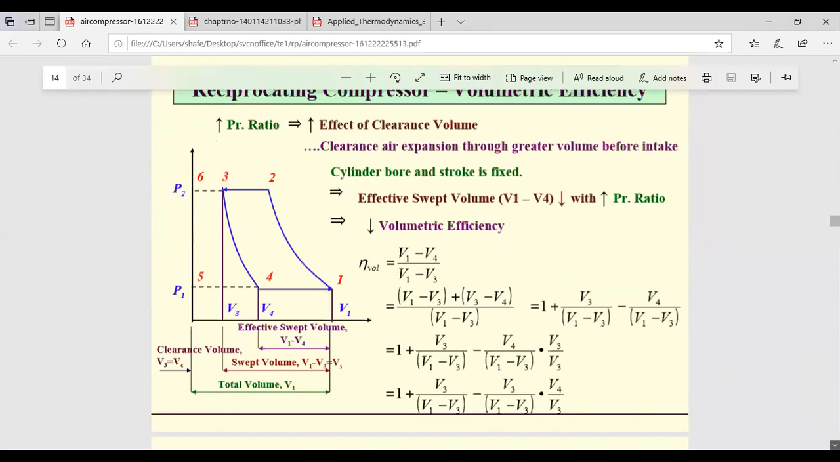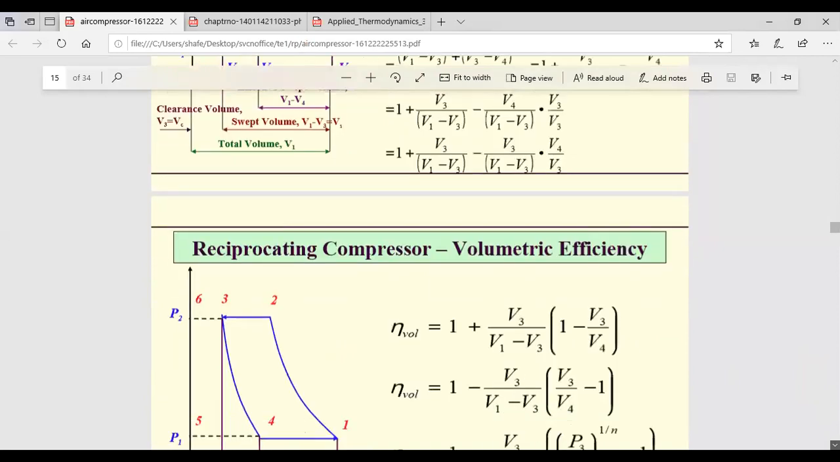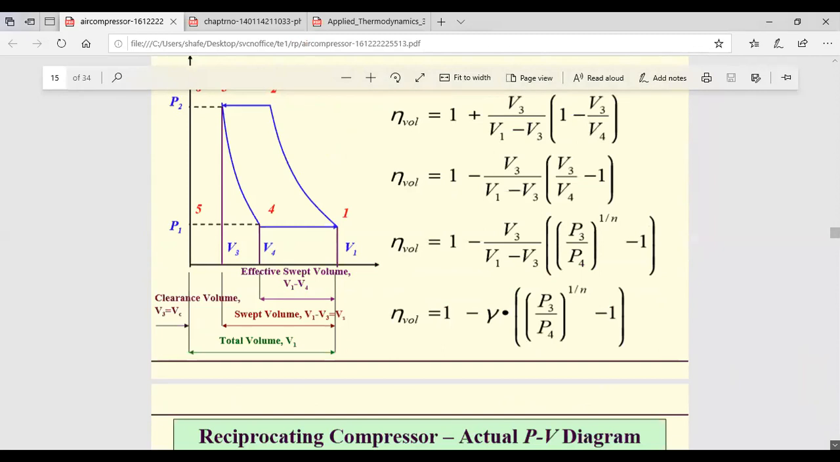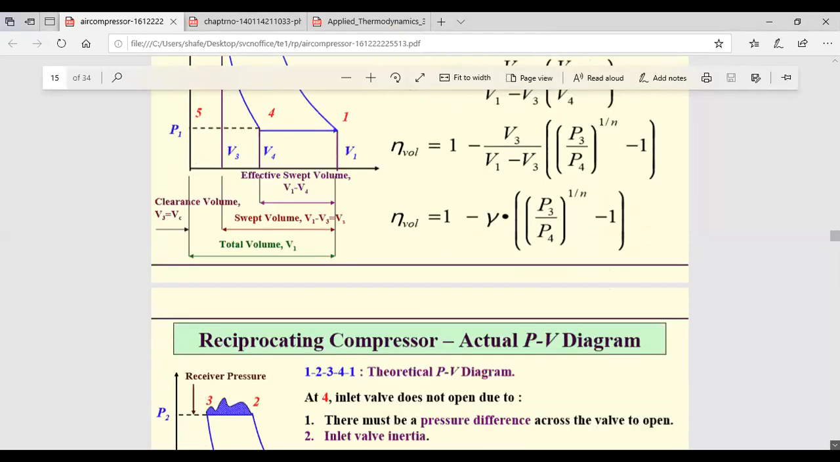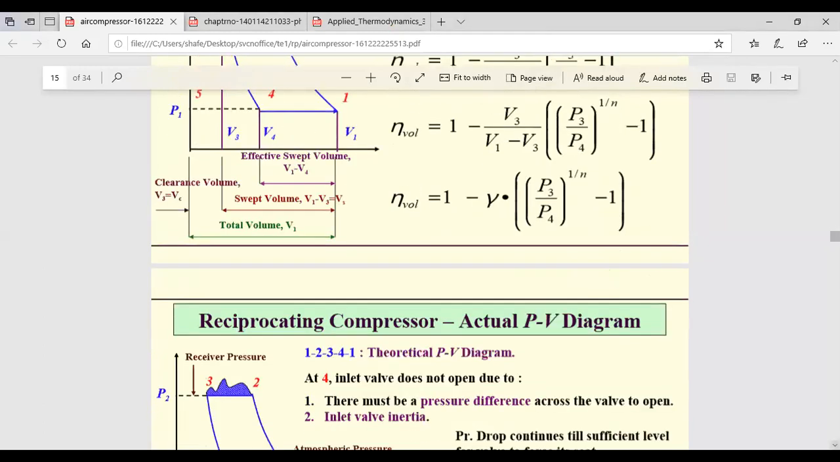So don't worry about this, and just remember one more relation: whenever volumetric efficiency is given, and this is the clearance ratio, there is a connection between volumetric efficiency and clearance ratio, and this is the relation. So 1 minus C or K, whatever the constant may be, into (P3 by P4) minus 1, where P3 is the higher pressure and P4 is the lower pressure. For the time being, remember these relations, which tell you how to find the volumetric efficiency when I consider clearance volume.